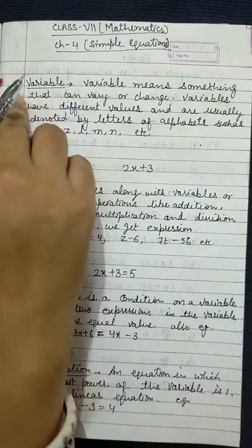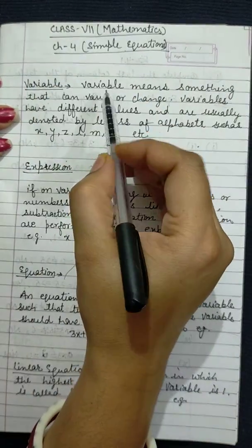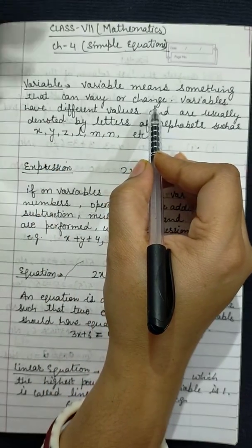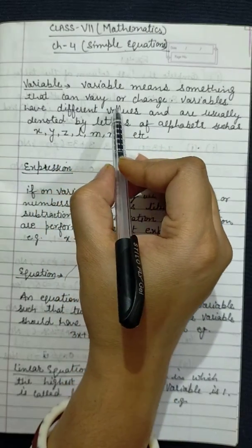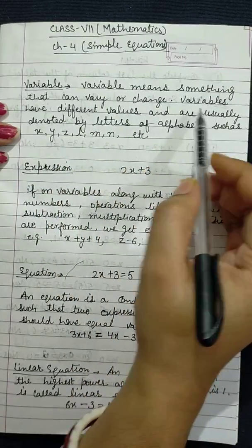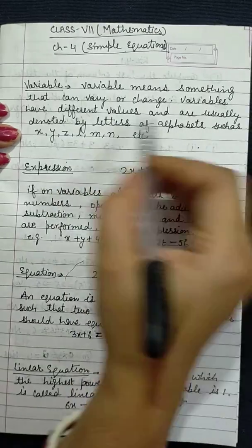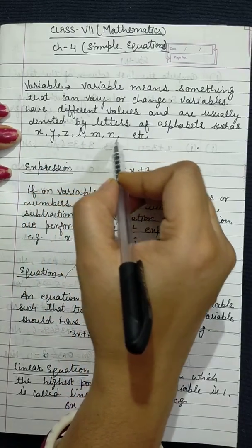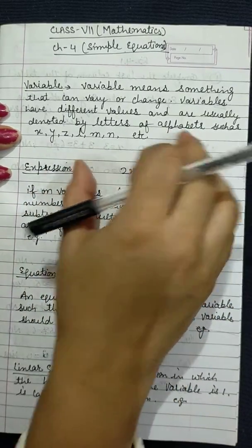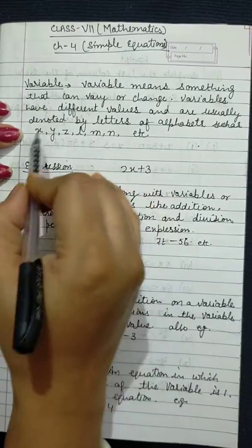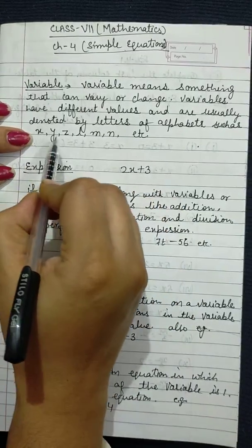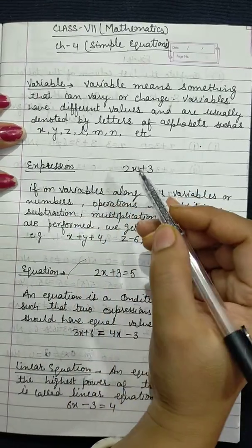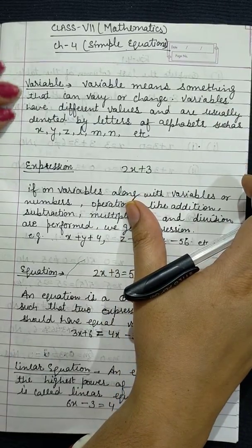So first of all, what are variables? Variable means something that can vary or change. Vary means they will change their values. Variables have different values and are usually denoted by letters of the alphabet such as X, Y, Z, L, M, N. You can use others also like A, B, C, K, M. You can use any alphabet for representing variables.